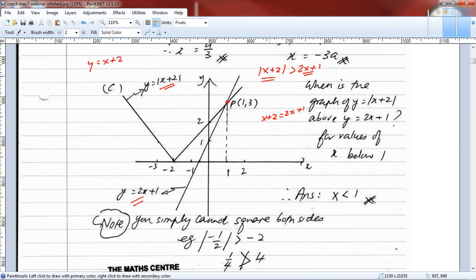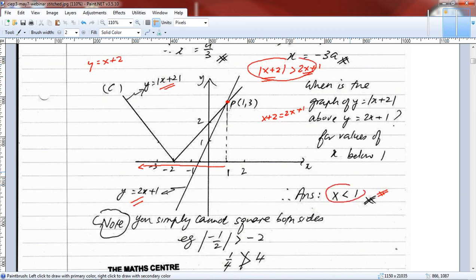So again, asking yourself, when is this graph lying above this? You can see it's lying above this for values of x below 1. That is why the solution to this inequality is x is less than 1. Again, this inequality is satisfied for values of x less than 1.